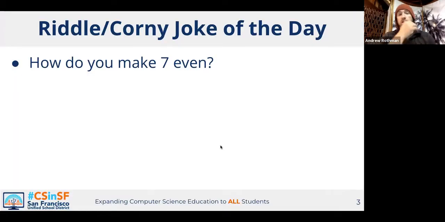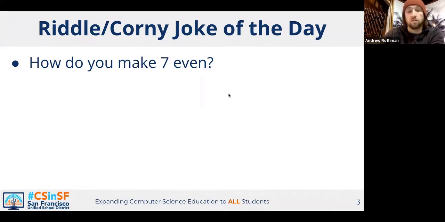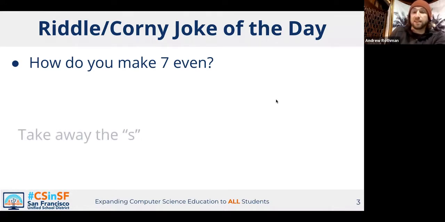Alrighty, got some riddles and corny jokes for you. You can call them out or put them in the chat. Our first one is, how do you make 7 even? No math whizzes out there? Okay, Grace got it. Very good. You have to take the S away, and then all of a sudden 7 is even. Very good, Grace.